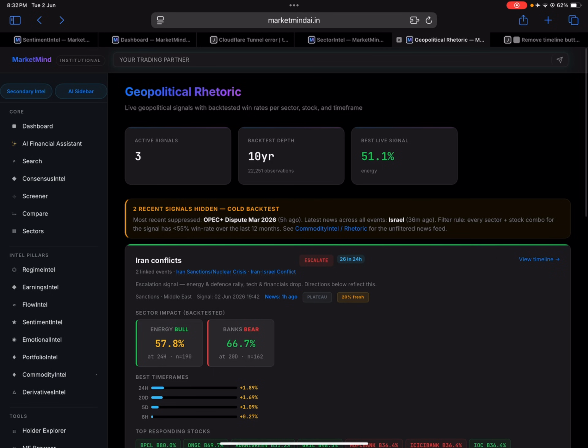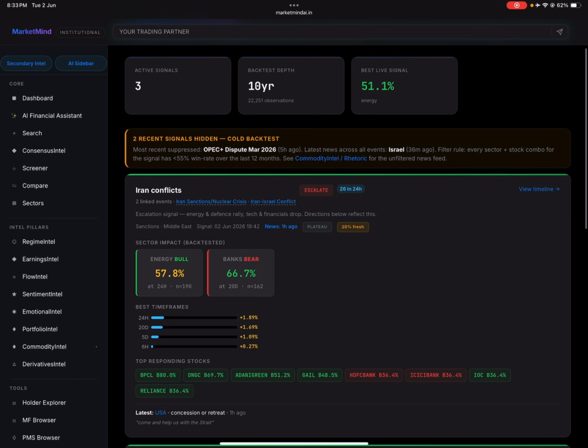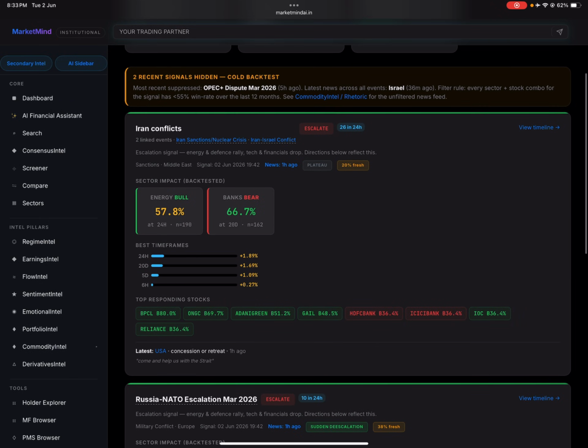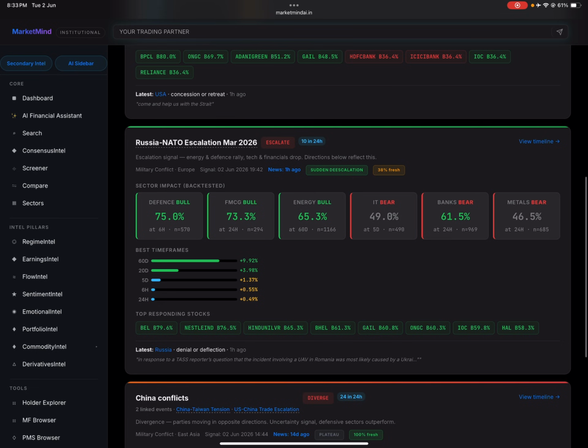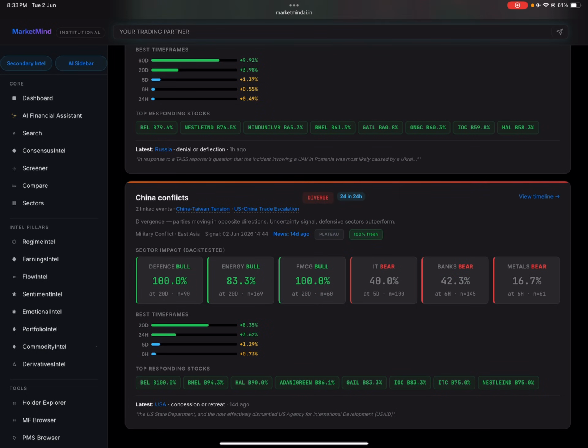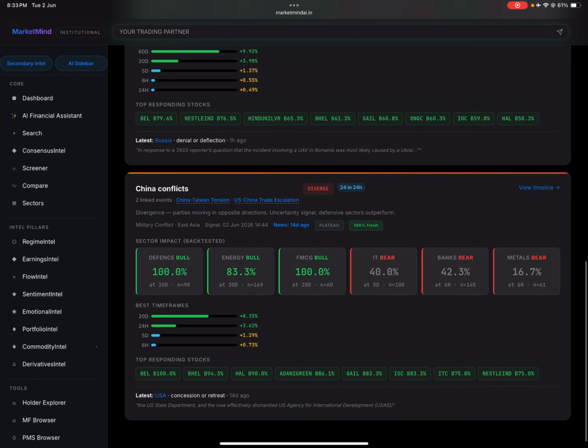You can, however, find the full news flow still on the commodity intel geopolitical rhetoric side, or the live rhetoric it is called there. Now, as you can see, we have the sectors here as well as the top responding stocks, banks on the bear side, and energy on the bull side. For the Iran conflicts, Russia, NATO, of course, has a wider basket, and China also a wider basket.